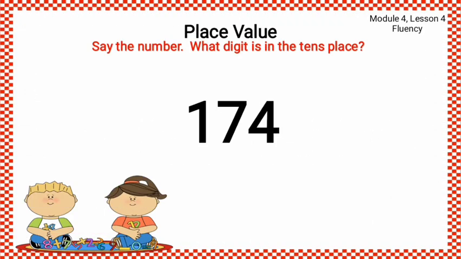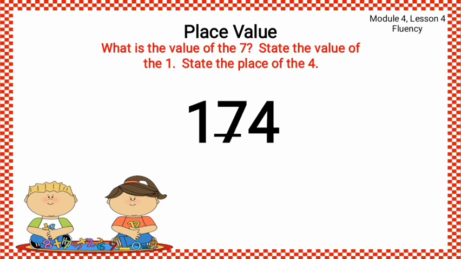Okay. Now, what digit is in the tens place in 174? Is it 1? Is it 7? Is it 4? Alright, we have 7 in the tens place. Okay, so what is the value of 1? Good, it's 100. And what's the place of 4? It's 4 ones. Good. I can see you're ready for the lesson.